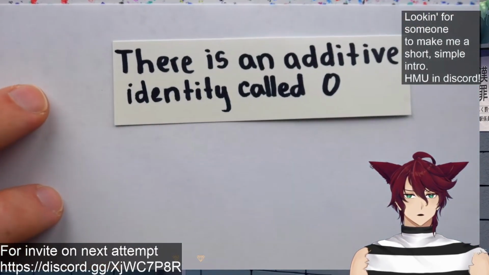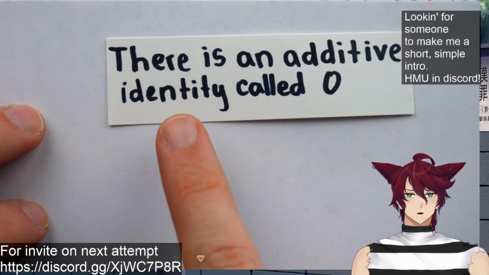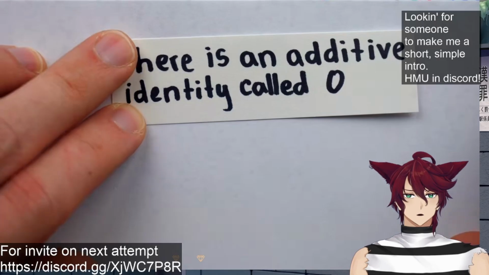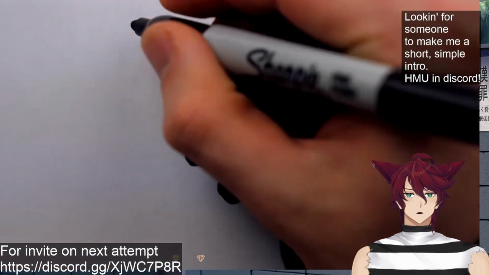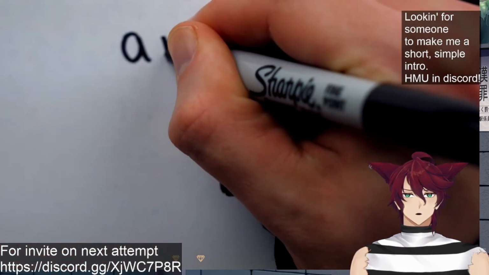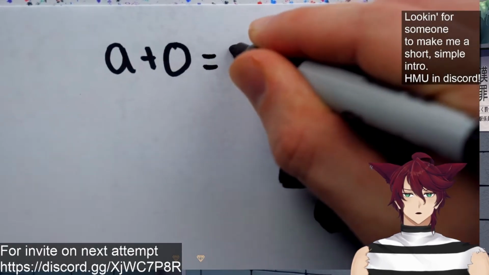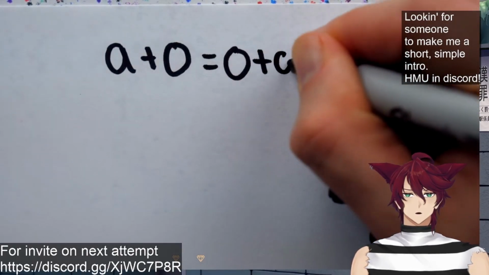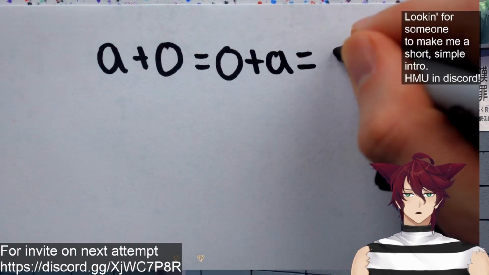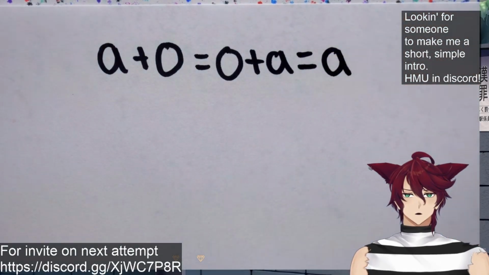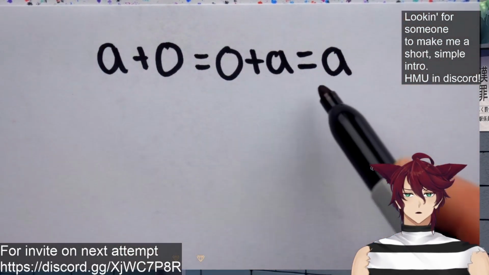First, the fact that there is an additive identity called 0. This means that we have this integer called 0, so that if we add it to anything on either the right or on the left, it produces the same number. It preserves its identity. Adding 0 doesn't change anything.